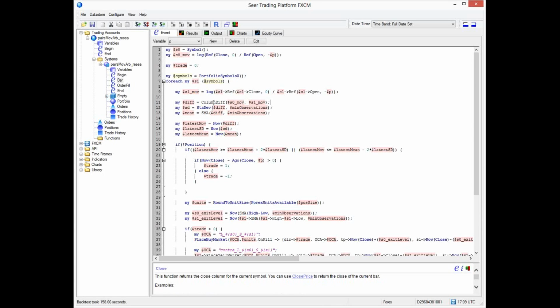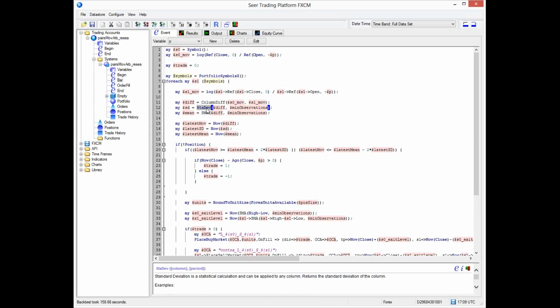The next thing that I do is I get the differences between the S0 movement and the S1 movement. I then get the standard deviation of those differences. The differences are defined in the variable called diff. I get the standard deviation of those movements, and I get the moving average of those movements.